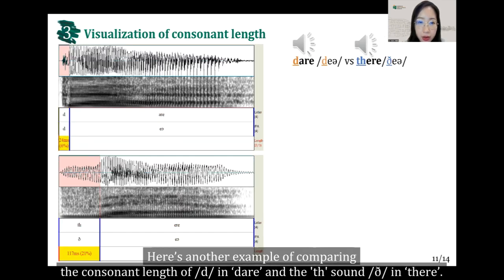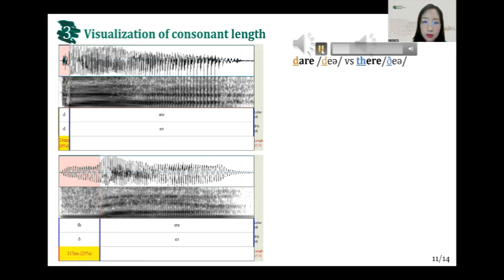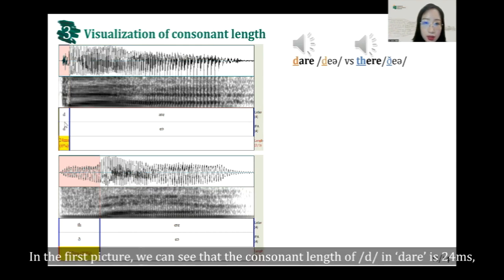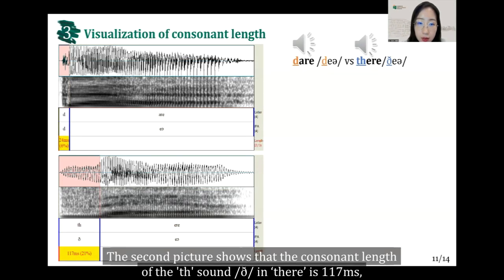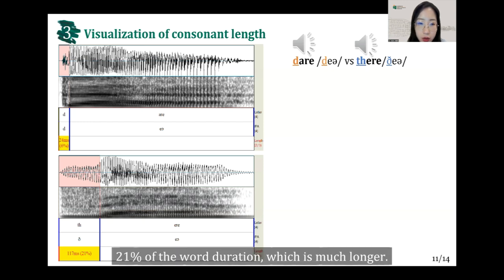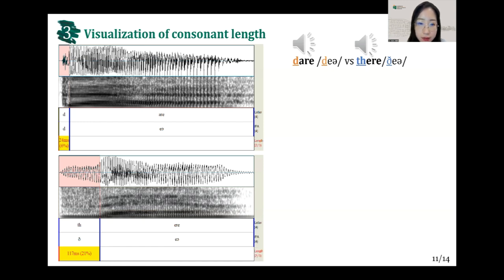Here's another example of comparing the consonant length of d in there and the th sound in there. In the first picture, we can see that the consonant length of d in there is 24 milliseconds, 6% of the word duration, which is very short. The second picture shows that the consonant length of the th sound in there is 117 milliseconds, 21% of the word duration, which is much longer.